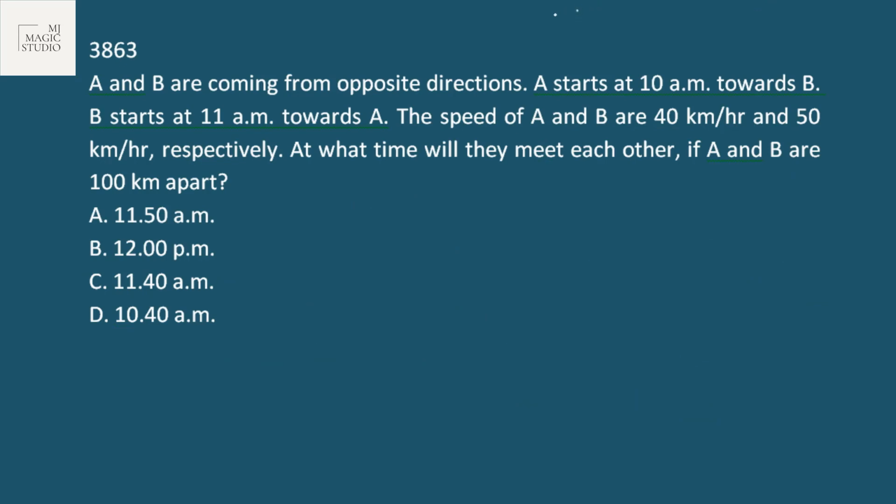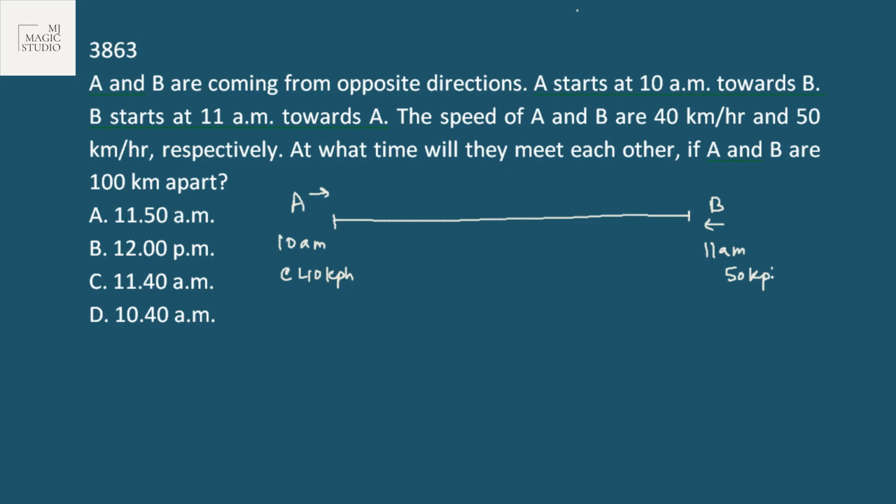Okay, one example from time, speed and distance. A and B are coming from opposite directions. A starts at 10 a.m. towards B, and B starts at 11 a.m. towards A. Speed of A and B is 40 km per hour and 50 km per hour respectively.